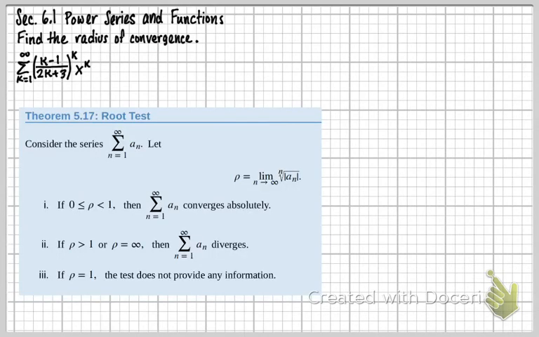So here's the root test. Now we have to do the limit of the nth root of a sub n and the absolute value of that. So I'll leave that there for the time being so you can actually see this worked out a little bit. So this is the limit as n goes to infinity. And this would be the kth root of k minus 1, over 2k plus 3 to the k, and then x.